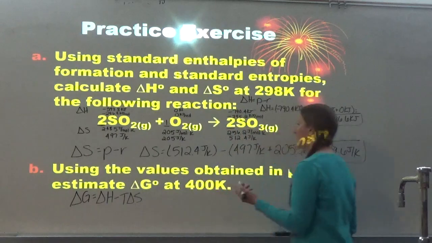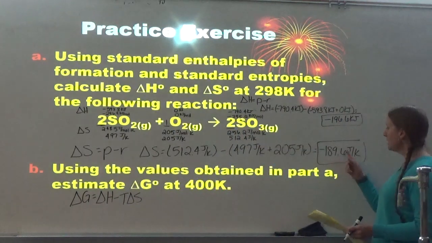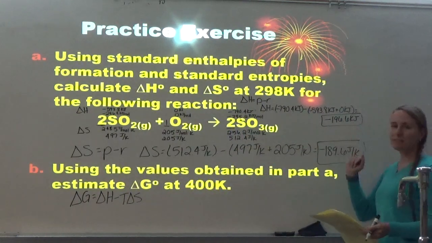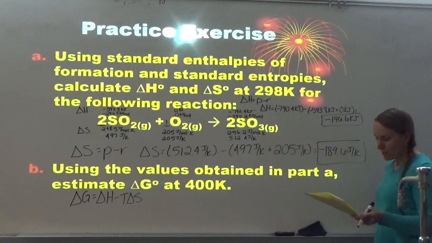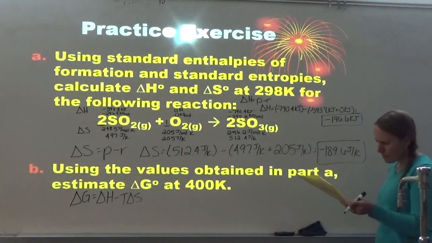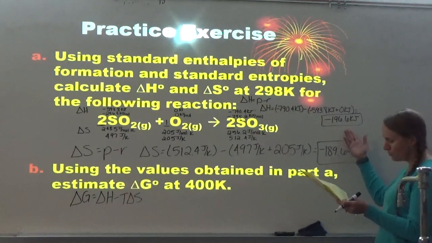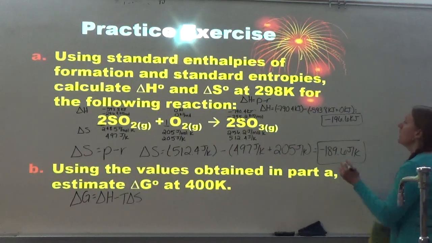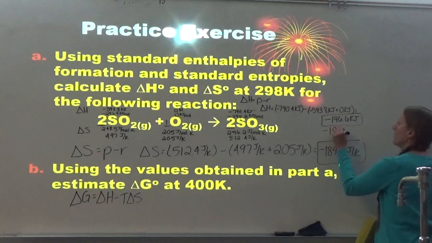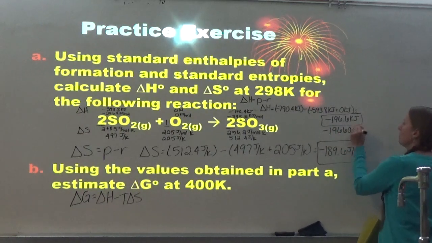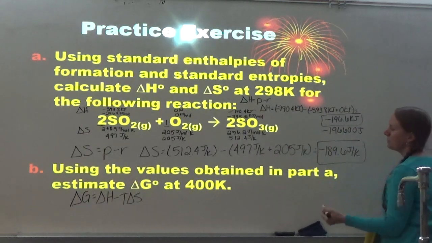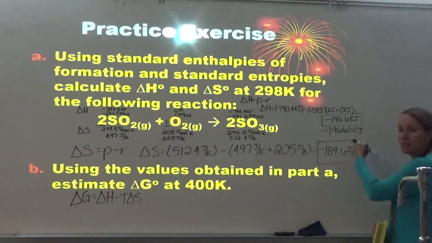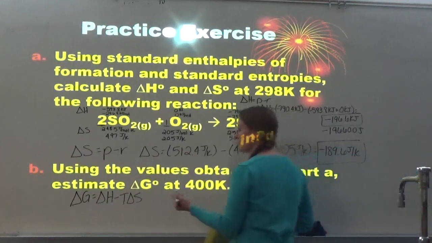The only problem is, though, of course, delta S is in joules per Kelvin and delta H is in kilojoules. So let's see what I changed this time. I changed kilojoules to joules. Okay, so I'm just going to do that same thing again. So I changed this to negative 196,600 joules, and so that's what you'll see me plug in down here. Because remember, we need it to either both be joules or both be kilojoules.